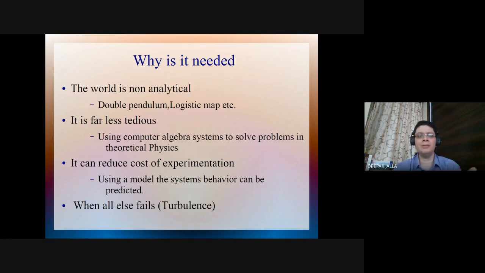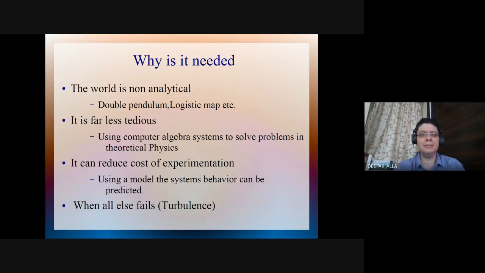An example of that would be the double pendulum and the logistic map. The logistic map was especially frightening for people because it was nothing more than the mapping for insect population over generations. And it led to such complex behavior from such a simple model that people really thought, okay, there's something different going on.